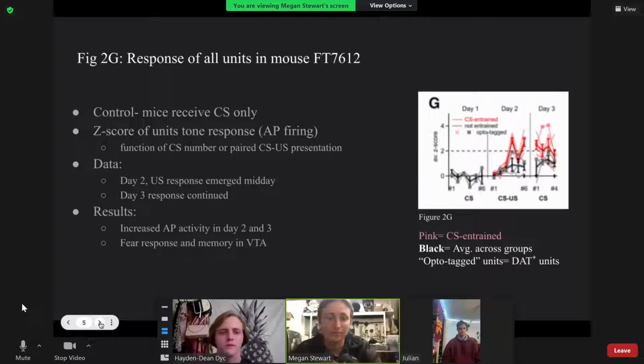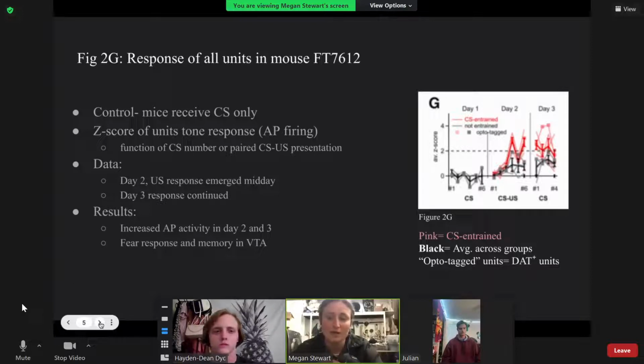day 2. On the y-axis, we see the Z-score, which represents the optrode recording, and it's a function of the CS number and the paired CS-US presentation on the x-axis, which you can see like the number 1 and number 6. That's just how many of the stimulus they went through at that point. And so from this data, we can see that on day 2, the experimental mouse that's receiving the foot shock spikes really high right after the foot shock begins.